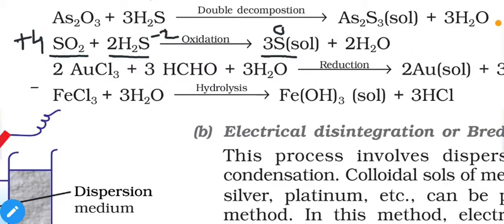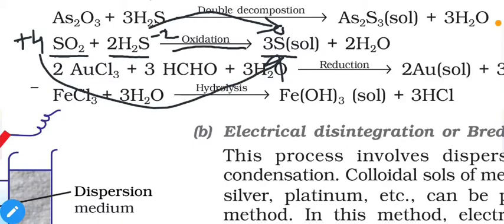So from +4 to 0 or from -2 to 0, we have two different possibilities for sulfur. So let us try to find in which of these two you will get the oxidation reaction. As we know, in an oxidation reaction, the oxidation state increases. So here we have the -2 oxidation state to the 0 oxidation state.